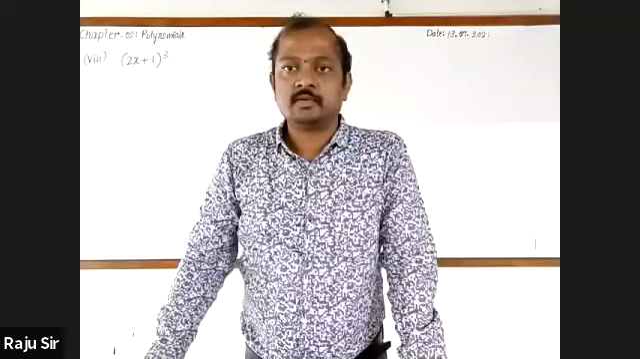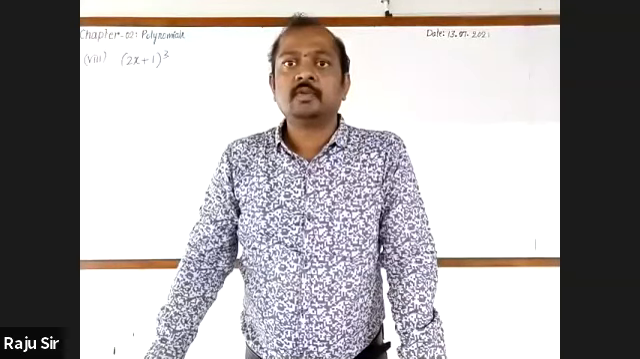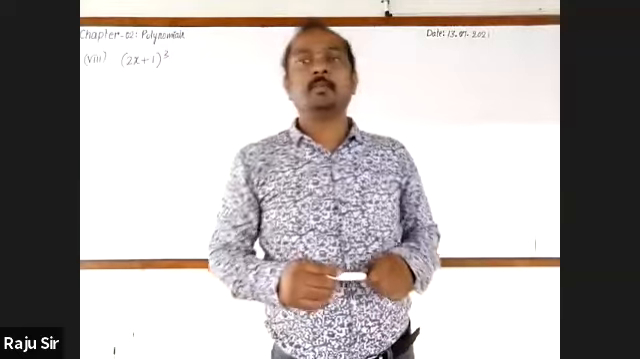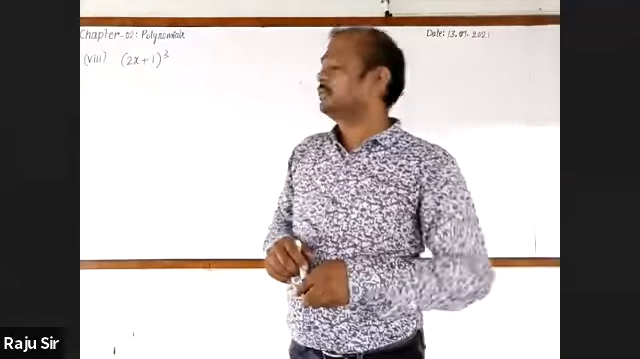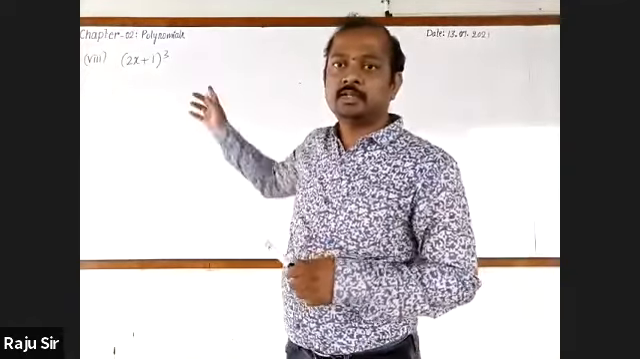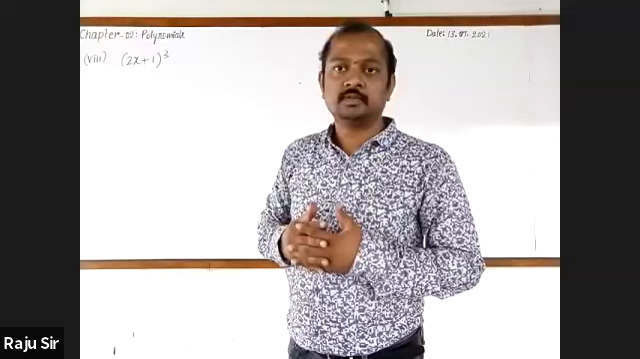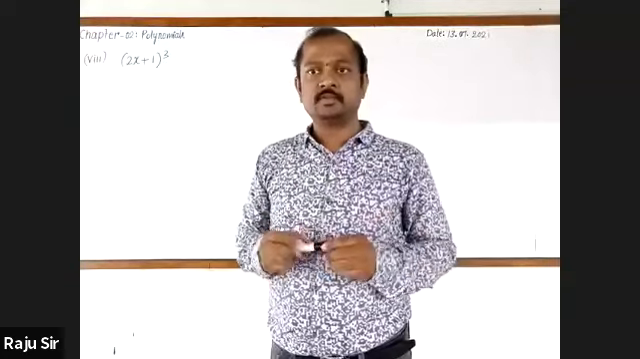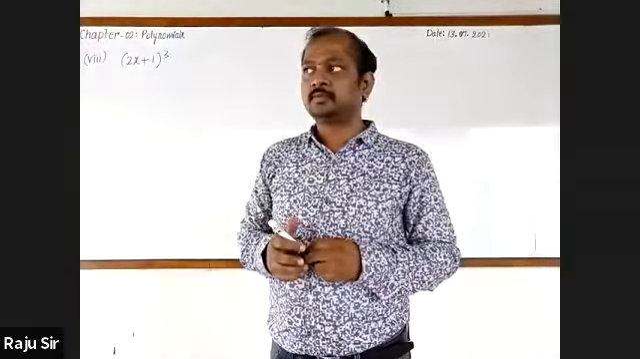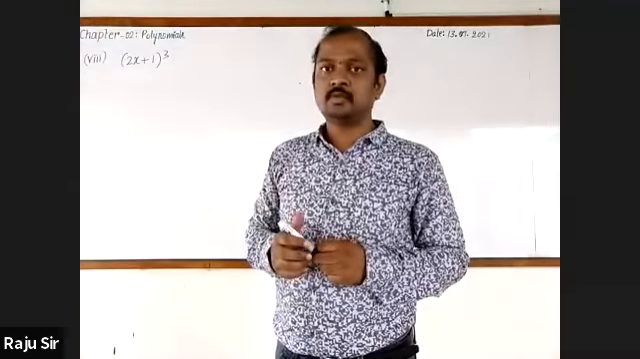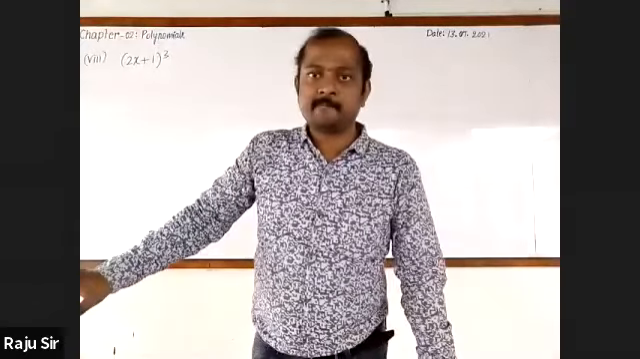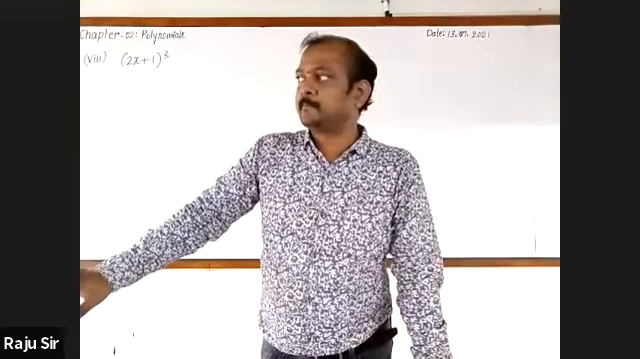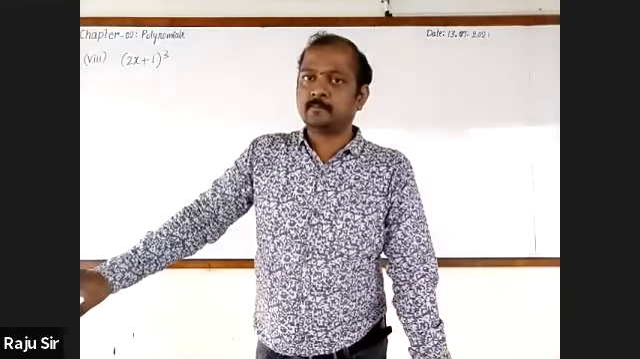Sir, this identity is over, sir. No, square is over, not cube. Manya, A minus B cube is over. It is in the form of which identity? A plus B whole cube. Expand that. A cube plus B cube plus 3AB into A plus B. Yes, you're right. What is its other form? A cube plus B cube plus 3A square B plus 3AB square.